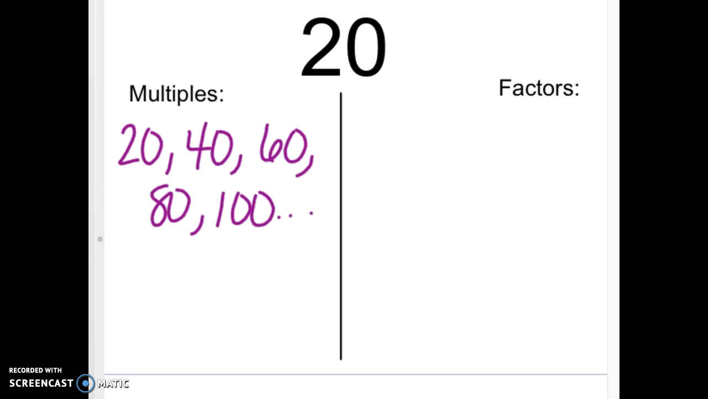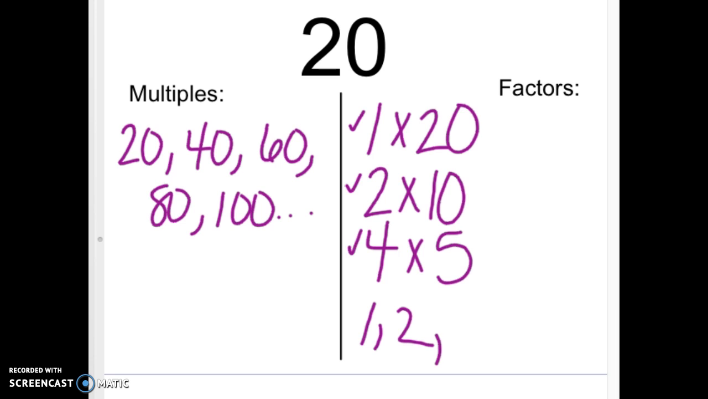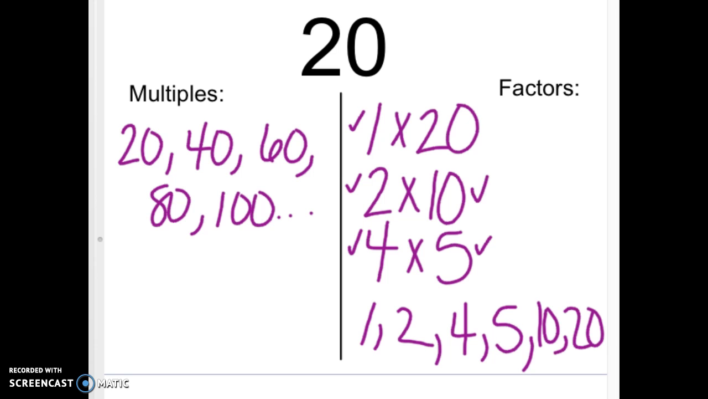So think of your factor pairs. You can always do 1 and the number. 20 is even, so I know it's a multiple of 2. So I can do 2 times 10. 20 is not a multiple of 3, but it is a multiple of 4. 4 times 5 equals 20. So there's 3 factor pairs, 6 factors in all. 1, 2, 4, 5, 10, and 20.